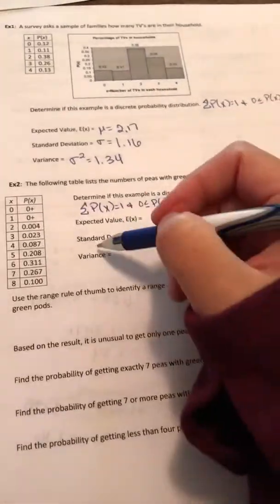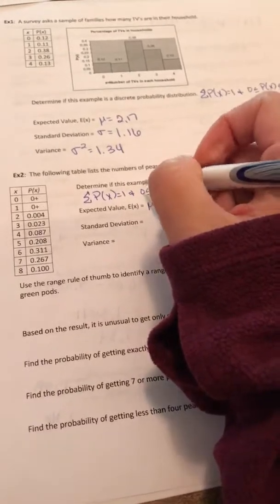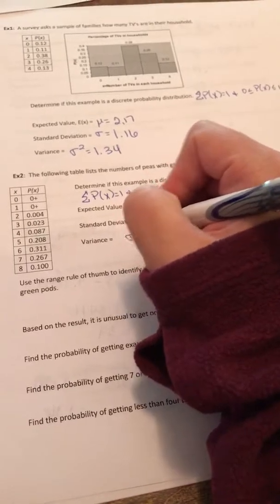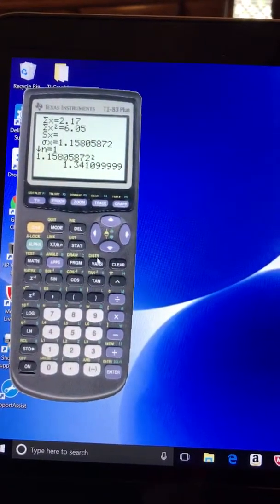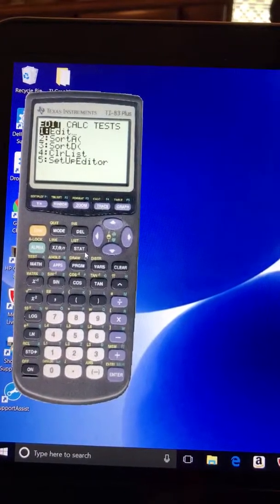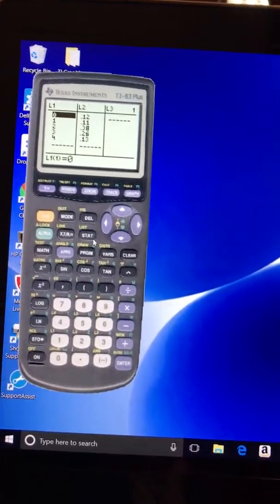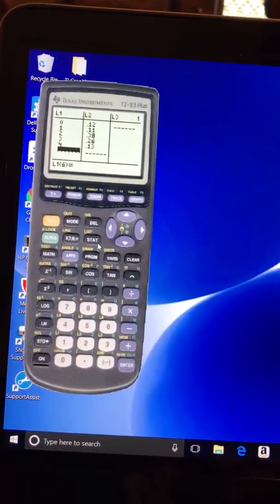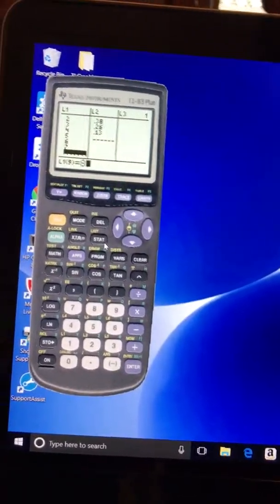So the sum of p of x is 1, and all the probabilities are between 0 and 1, so yes. To do the expected value, standard deviation, and variance, I'm not going to do these by the formula. You do the same way as here, I'm just going to do them on the calculator. So go to your calculator. Go to Stat and Edit. I've already got 0, 1, 2, 3, 4 typed in, so I just need to add 5, 6, 7, and 8.